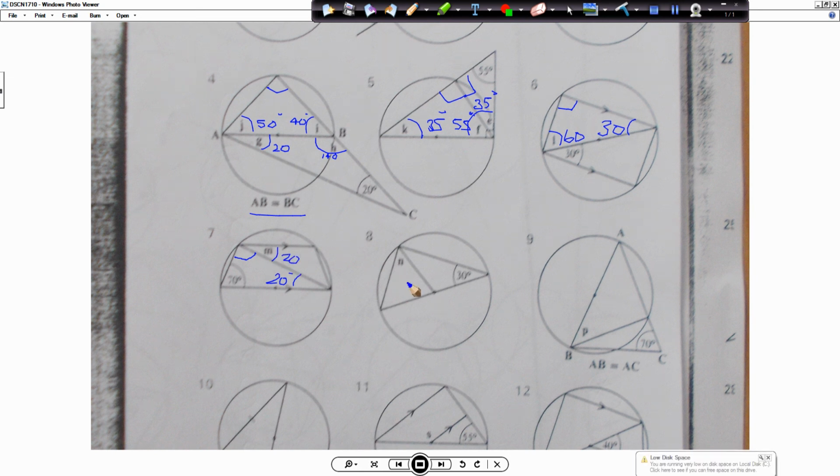Now, what do we know about this line and this line and this line? They are all equal because they're all radii. Okay? So that makes this triangle an isosceles triangle. So that's 30, then that would also be 30. 30, 30. And we know this triangle is in a semicircle, so this altogether will be 90. So this automatically will be 60. Done. Questions done.